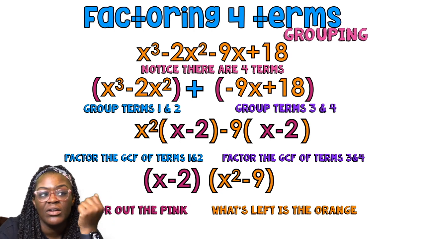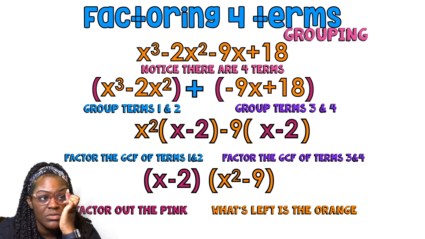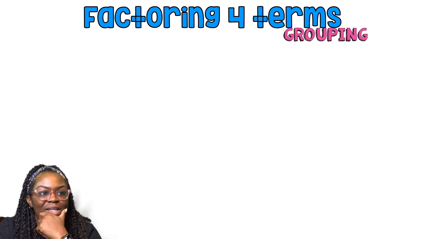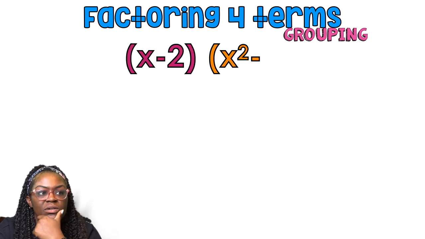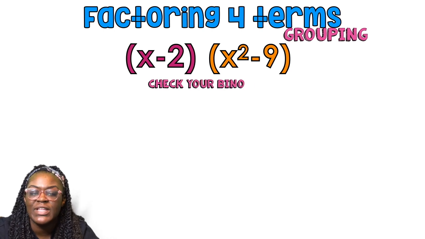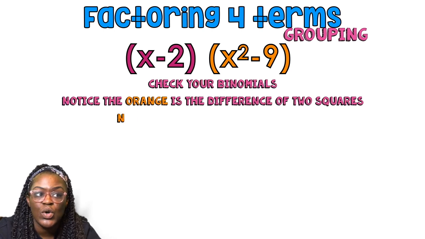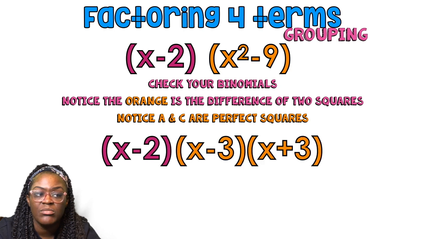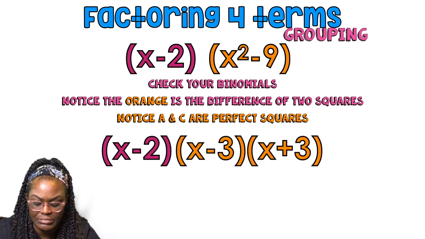This way isn't bad either. And some of you probably do it this way for trinomials, so it just depends. Anyway, the binomial, the second one, x squared minus 9, we know that's the difference of two squares. So you just have to make sure that you continue factoring that completely and you'll be good.